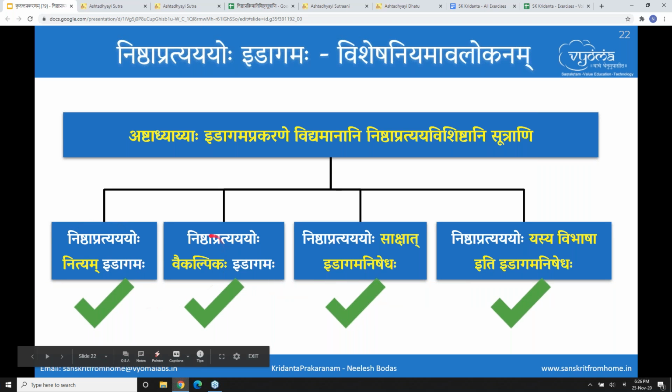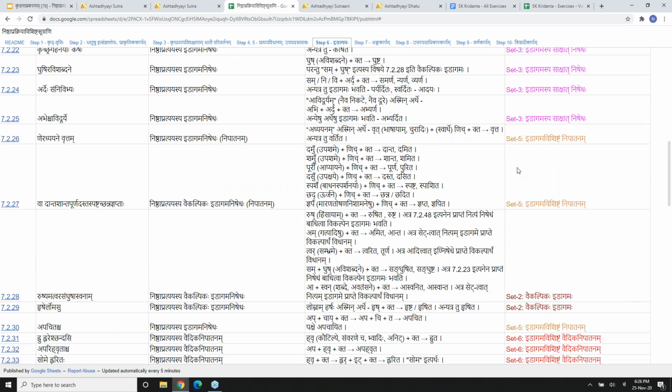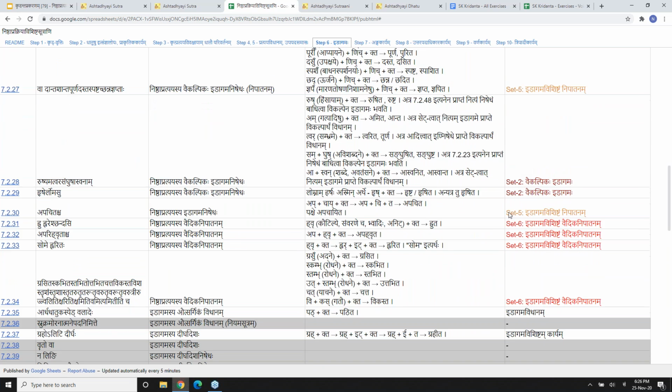The first 2 are affirmative idagama and the last 2 are nishedha of the idagama. The first 2 we studied in the previous class. The last 2 we studied in today's class. If you see the sheet, there are actually 6 sets. Sets 5 and 6 are still remaining.